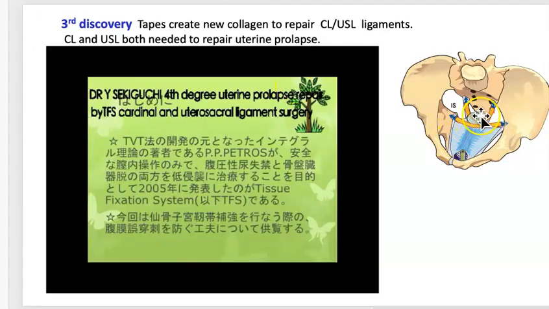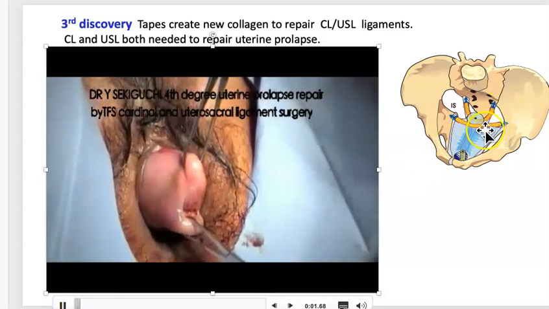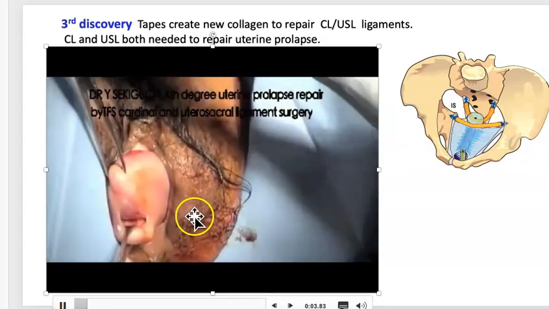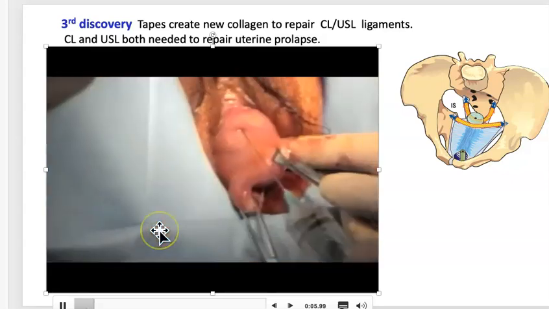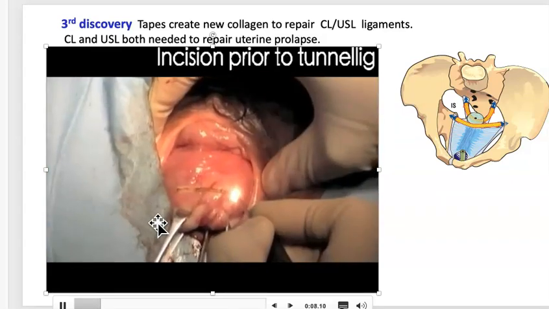Now, if you've got uterine prolapse, you can see here it's supported by the uterosacral ligaments posteriorly, but the cardinal ligaments anteriorly. So you've got to repair both. This is a 60-second video. So you've got to repair the uterosacral and cardinal. This is a 4th degree prolapse. It's going to amputate the cervix, and this is done under local anaesthetic.